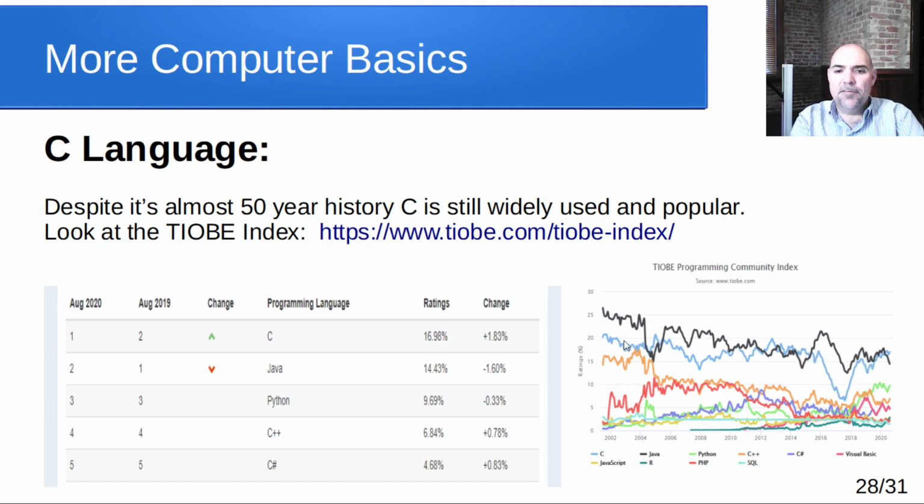But it's been consistently at the top of or near the top of the index. And you'll notice some other languages like Java have actually lost some popularity. C is about where it was about 20 years ago.